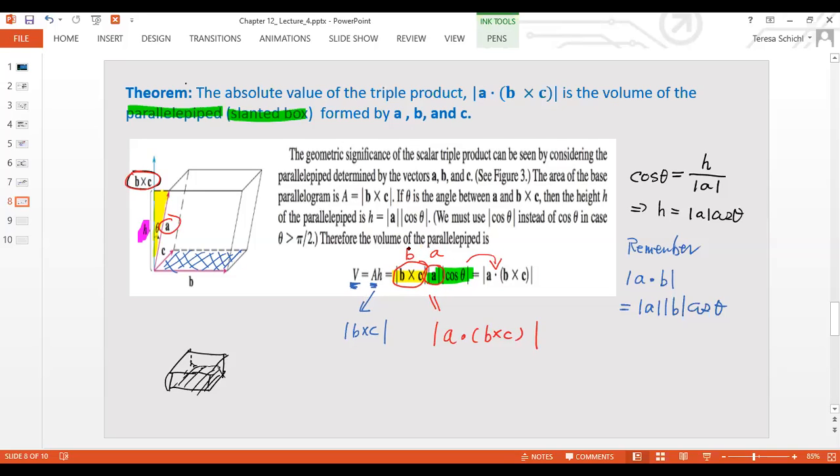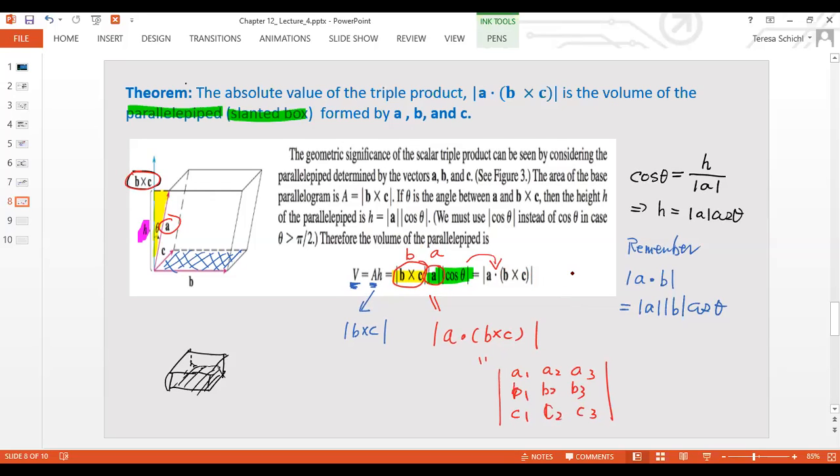The A dot B cross C is what we call the triple scalar product, and we defined it to be the determinant with rows A1, A2, A3, then B1, B2, B3, and C1, C2, and C3.